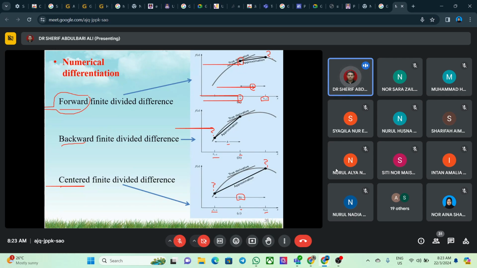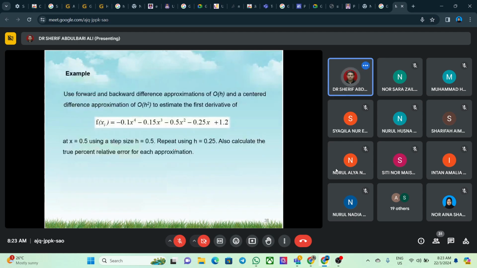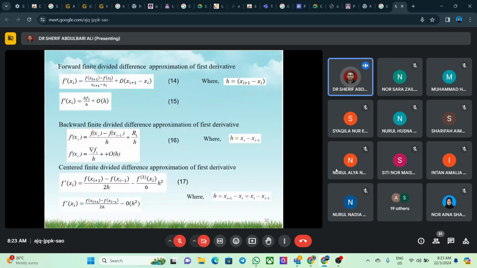Here, the functions or equations are going to be provided. In our course, you are not going to memorize any equations. All the equations for test 1 and also for the final exam are going to be provided. So now let's see what the equation for the forward finite divided difference looks like.